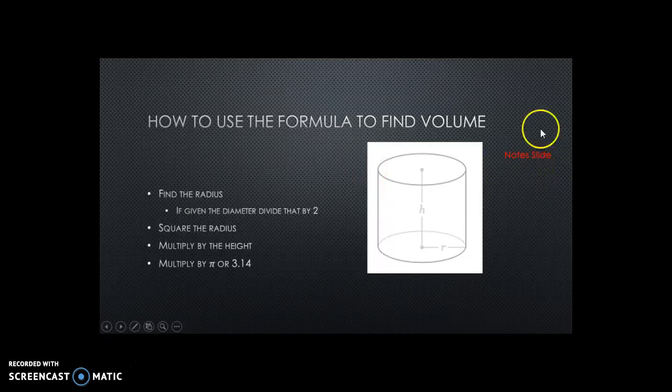Now, this is a note slide, so how do we use the formula to find the volume? Well, find the radius. I only say that because half the time it's given to you, the other half the diameter is given to you. Just take the diameter, divide it by 2. That will give you the radius. You're going to put all the numbers into the formula. You're going to square the radius. You're going to multiply by the height. Then you're going to multiply by pi, or if your calculator doesn't have a pi button, 3.14.